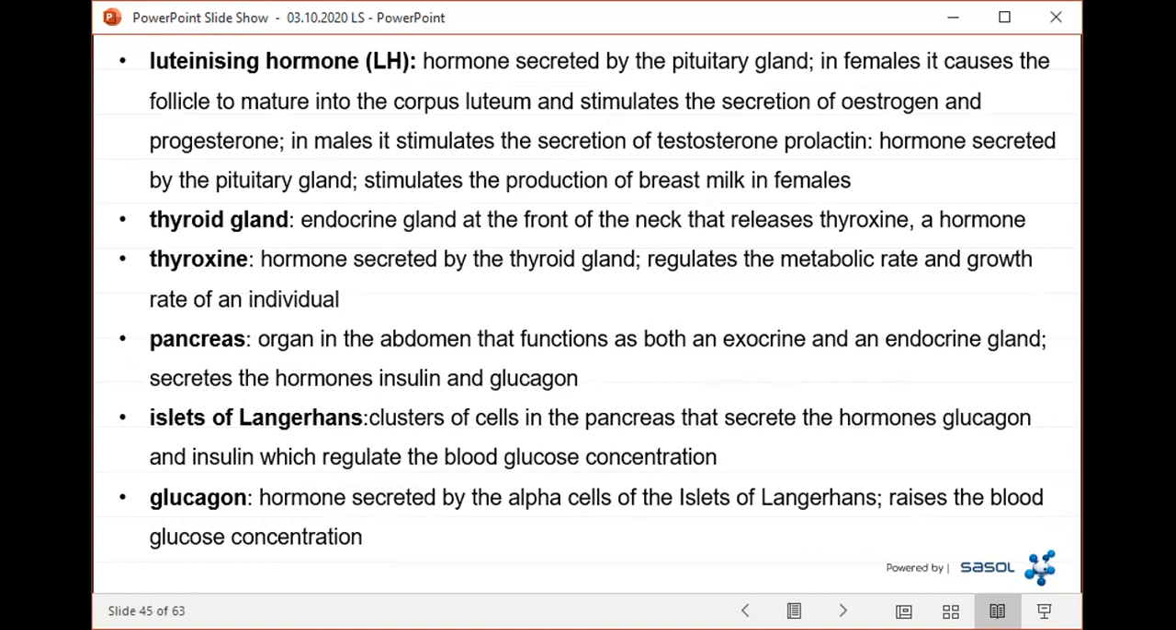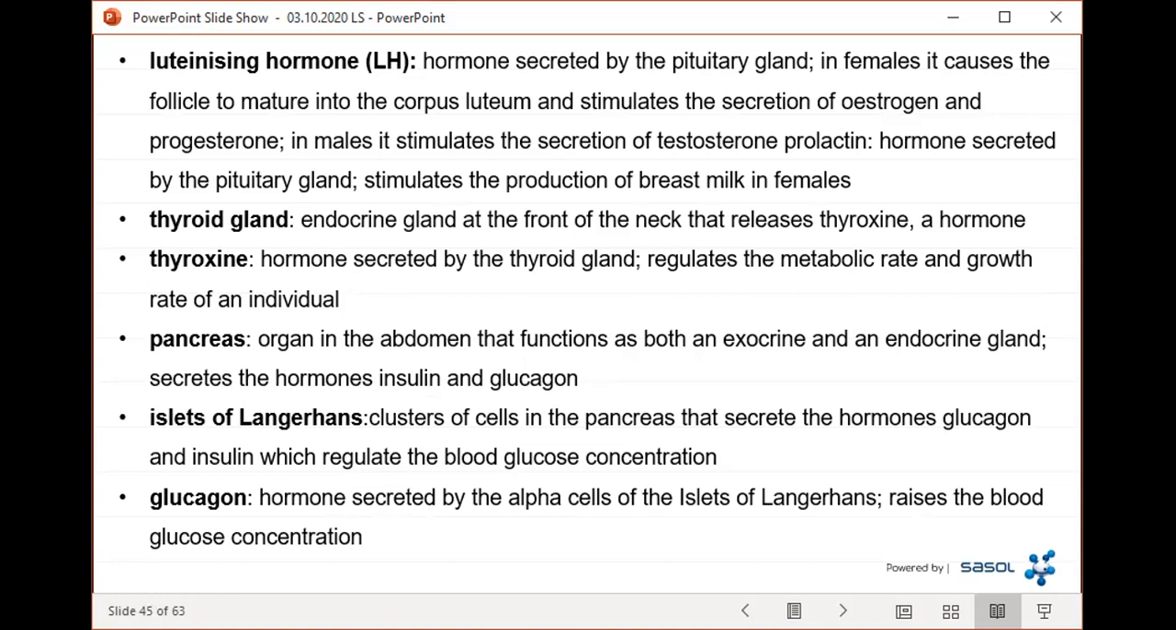We have the thyroid gland, which is found at the front of the neck and it releases thyroxine. Thyroxine is a hormone secreted by the thyroid gland and it regulates the metabolic rate and growth rate of an individual. Then we have the pancreas, the organ in the abdomen that functions as both an exocrine as well as an endocrine gland, and it secretes the hormones insulin as well as glucagon. So remember, insulin would reduce blood glucose and glucagon would increase blood glucose.